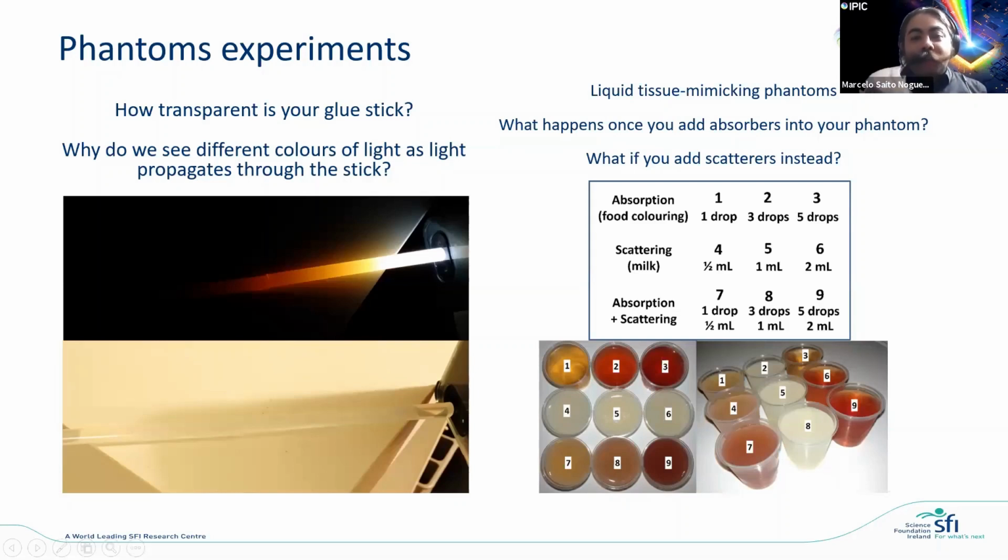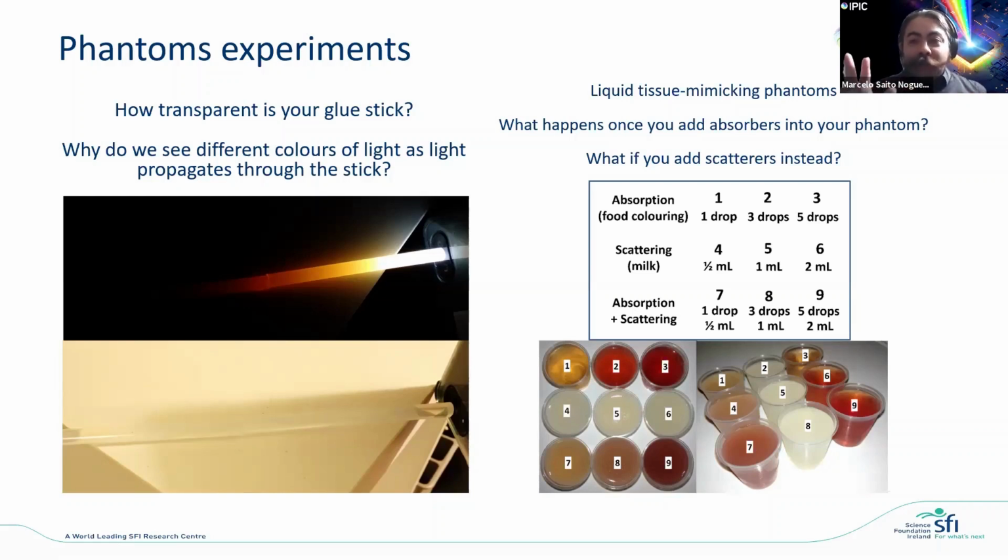Could you explain why you would see different colors when you look at it from the sides if you illuminate it with just white light from the flashlight in your smartphone? So try to think why this actually happens. To go through these things, we also want you to make some of the phantoms, which are basically media that you can make with mixtures of absorbers and scatterers. In our case, we just use food coloring and milk.